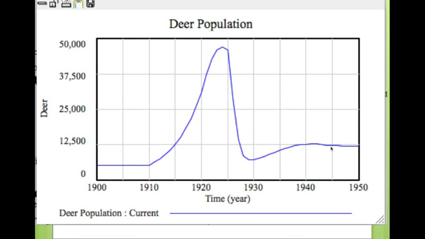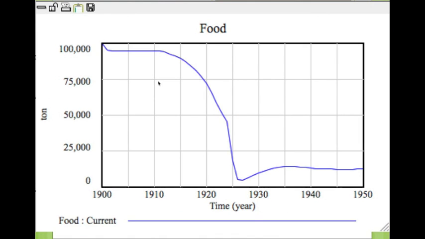Okay, and I'll show you how the model is structured. You can also see the other stock, which is the food. Again, very stable until circa 1910, when the deer start growing very rapidly. Food starts getting depleted very quickly, and you can see why the deer collapsed, because they essentially ran out of food. Eventually, the deer stabilized and bounced back, and so did the food, and it stabilized.